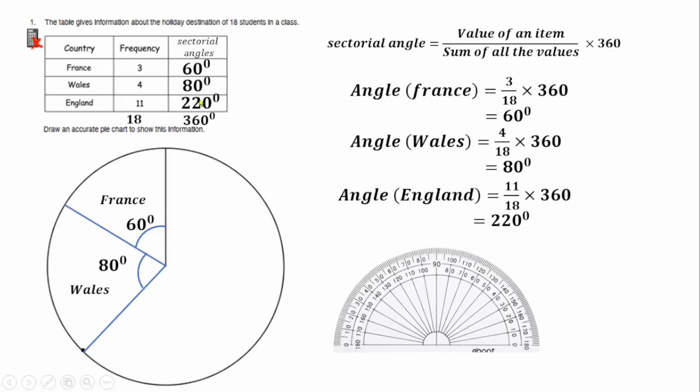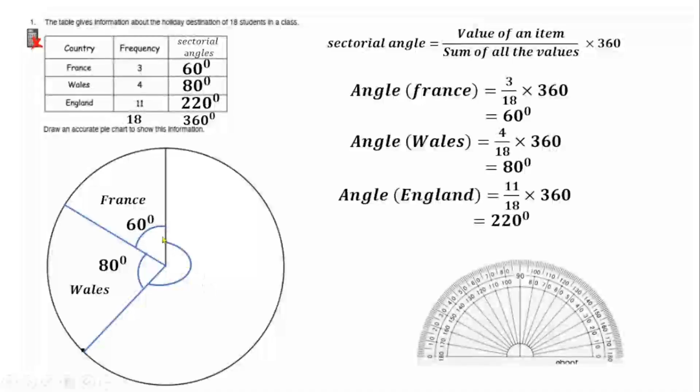Then the last one is England. Since this is the last one, I don't need to measure it again, because if I've done the first two very well, then the last one should be perfect as well. I don't need to measure it, because this angle here is more than 180. So I can just mark this whole sector for the last one to represent the 220 degrees, which is for England. So what you have here is the pie chart that represents this information.